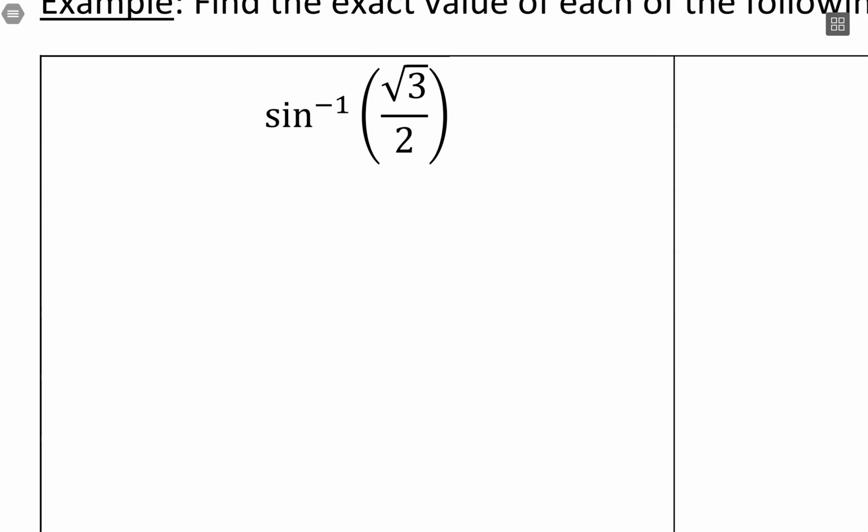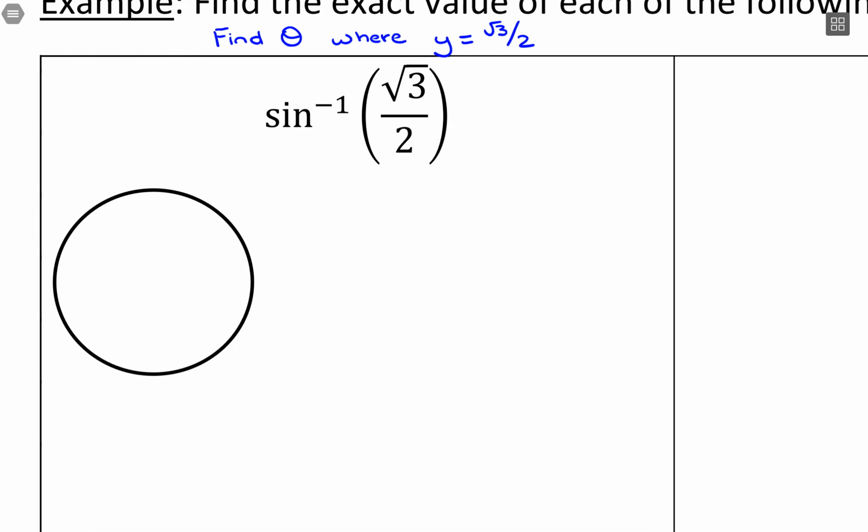So what this one's asking for is, so it's inverse sine, so we're looking to find an angle where, and then inside the function is our y-coordinate. Since it's the inverse of sine, we're working with the y-coordinate of positive root 3 over 2. So what I'm going to do is just have a picture of the unit circle to help me out. And what I need to keep in mind is that with sine, we can only be from negative pi over 2 to positive pi over 2.